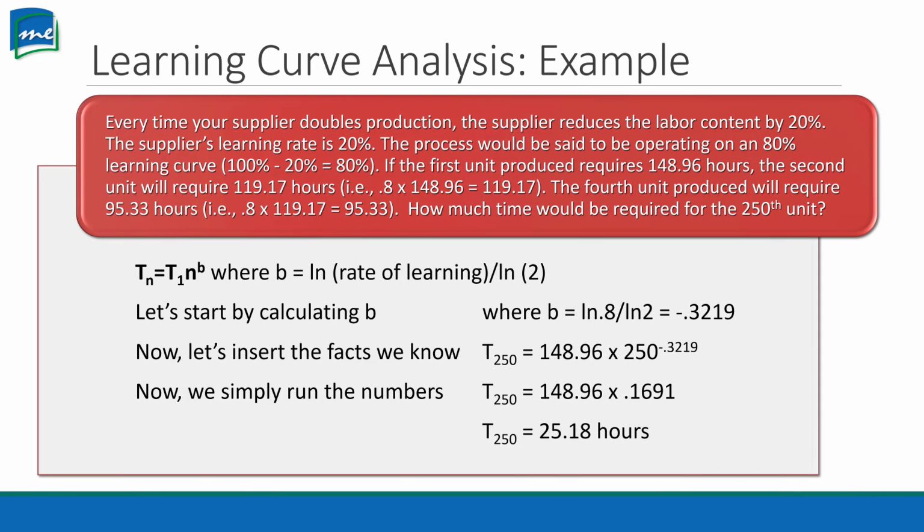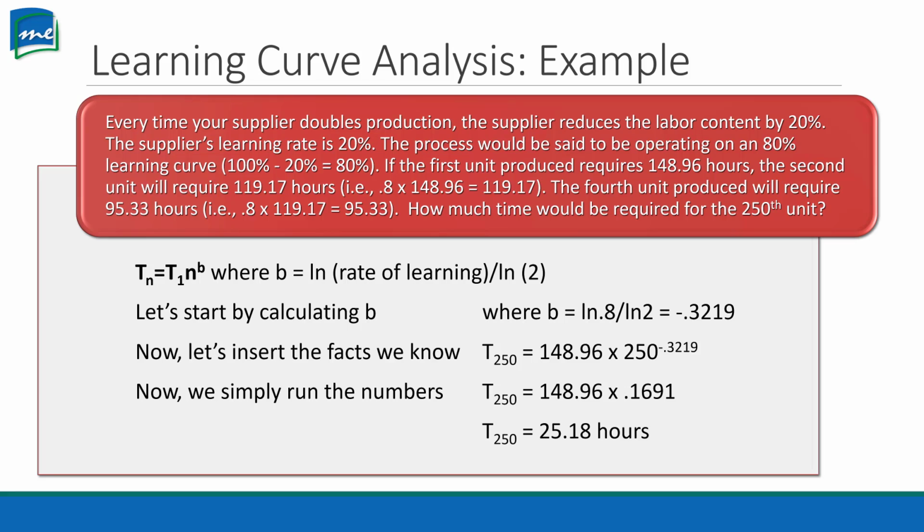So our example is, every time your supplier doubles production, the supplier reduces labor content by 20%. The supplier's learning rate is 20%. The process would be said to be operating at an 80% learning curve. So you have 100% minus 20 equals 80%. If the first unit produced required 148.96 hours, the second unit will require 119.17 hours. So that's 0.8 times 148.96 equals 119.17.